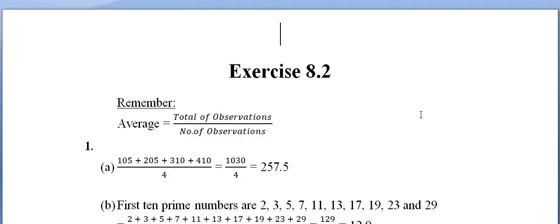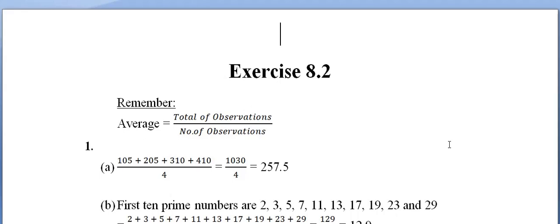Okay, dear children, now let us continue with exercise 8.2. This exercise 8.2 is about average. In exercise 8.1, we discussed the unitary method. So in exercise 8.2, we will discuss average. So what is average?